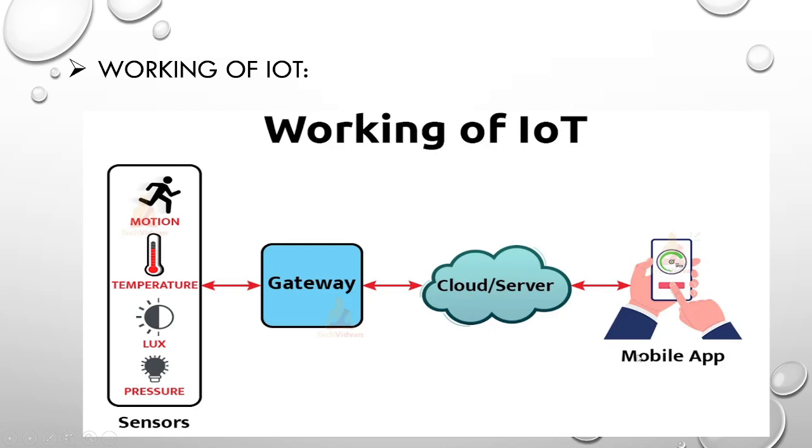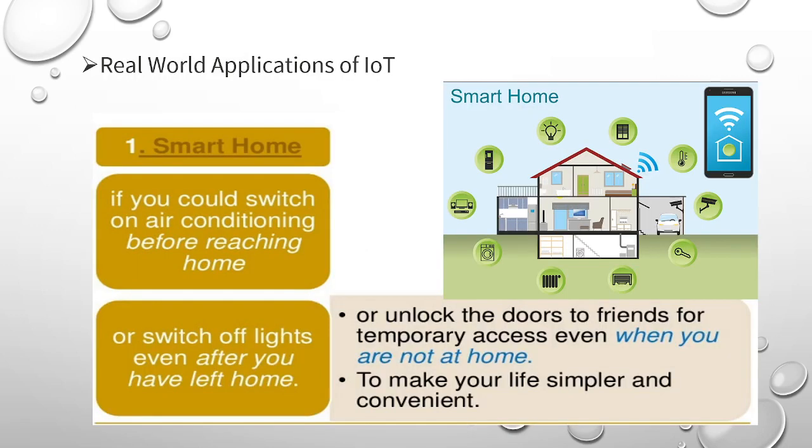Now comes the fourth part of the IoT, that is the mobile app or the user device. It is the device where the data is used to observe the status and control the devices of the IoT system from anywhere. Now move to the next slide, that is the real world applications of IoT.